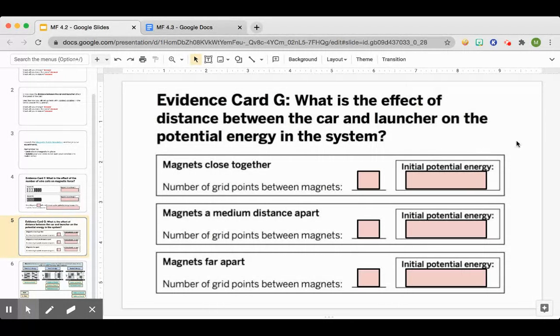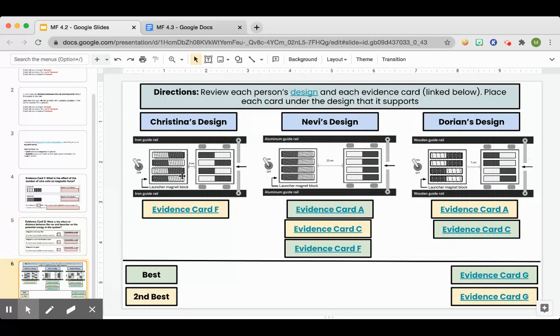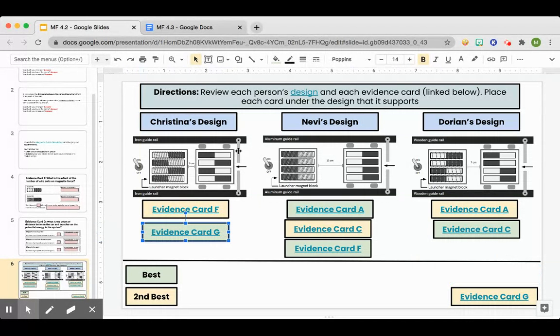As we know, we've done this experiment and many other assignments, but you should know by now that closer together magnets that are repelling will have the greatest amount of potential energy. So looking across, you can see that Christina's design has the closest together launcher magnets and car, and then the second best is Dorian.